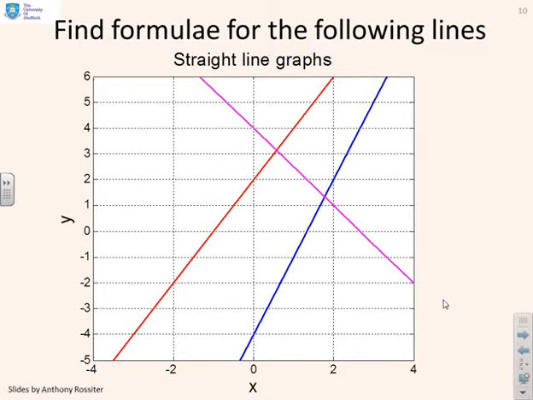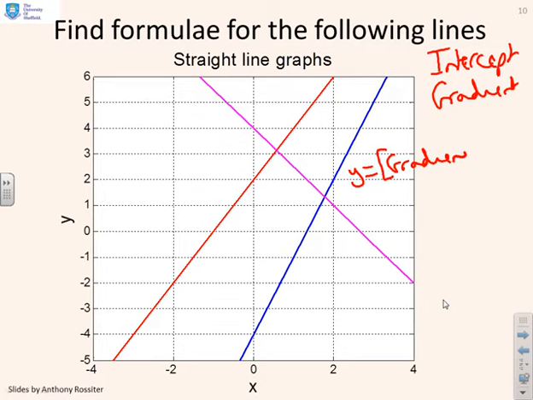So here's doing it backwards. Find the formula for the following lines. So I'll begin with the red one. And remember, what we're looking for is 2 pieces of information. If I write it here, we're looking for the intercept, and we're looking for the gradient. And the generic equation is y equals gradient times x plus intercept. Okay, so it's very simple.